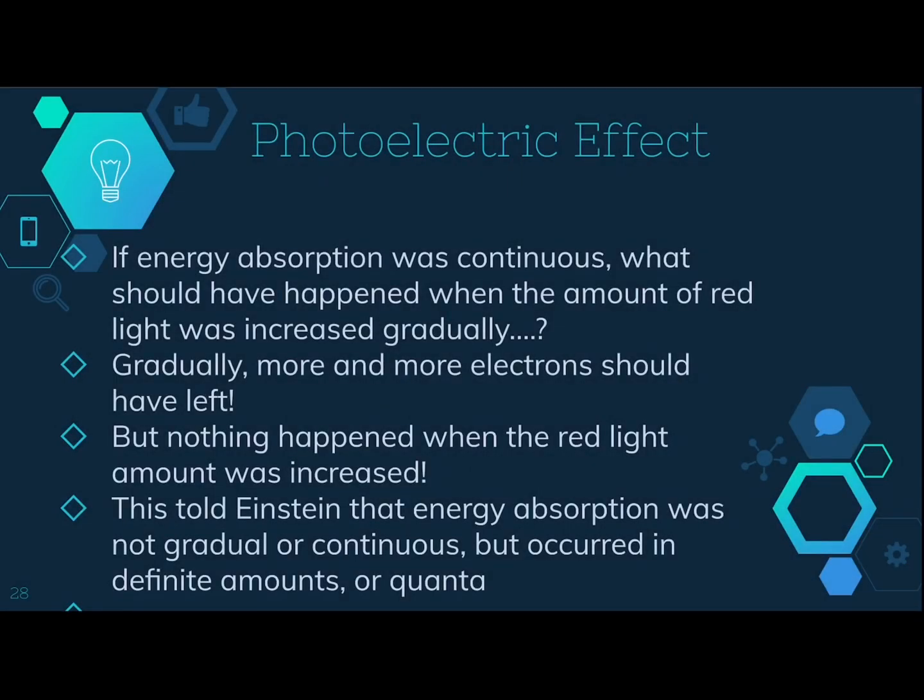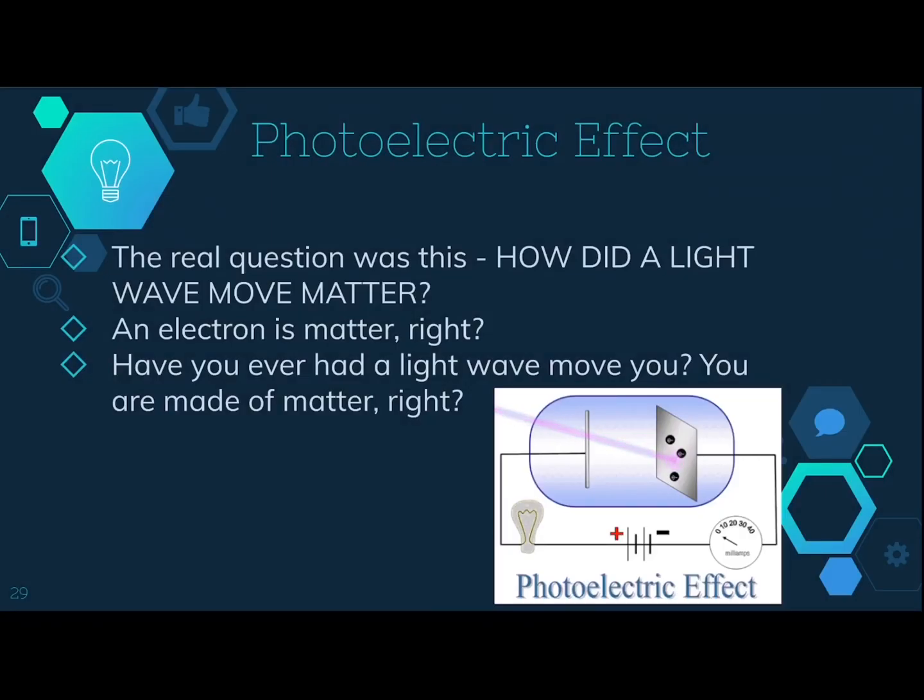If energy absorption was continuous, what should have happened when the amounts of red energy increased? It should have more and more electrons that were leaving, but nothing happened when the red light amount was increased. This told Einstein that energy absorption was not gradual or continuous, but occurred in definite amounts called quanta, which is what Planck was saying earlier.